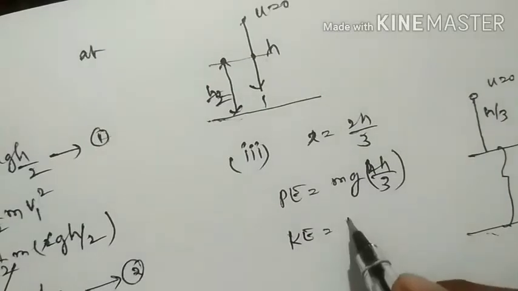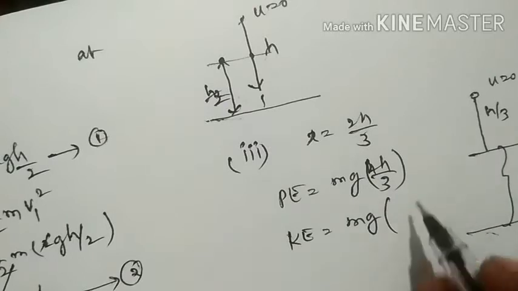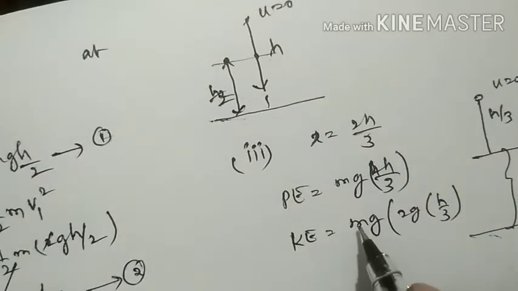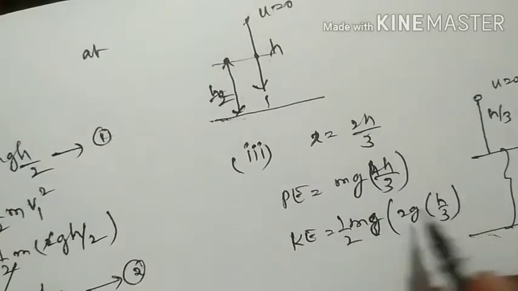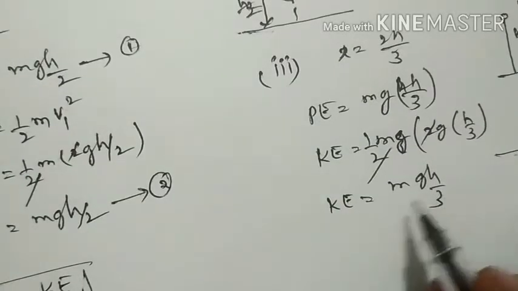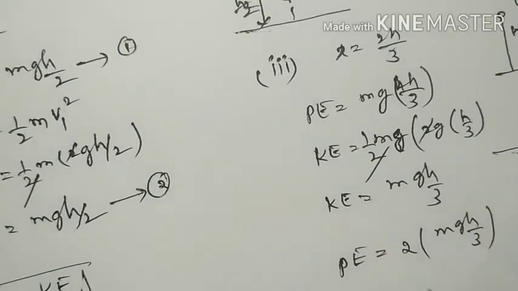What about kinetic energy? Kinetic energy is half m v square, where v square is 2g into the distance fallen, h by 3. So the 2 and the half cancel, and it is mg h by 3. What is the relation between kinetic energy and potential energy? Potential energy is 2 into mg h by 3, which is 2 times the kinetic energy. Like this you are going to get.